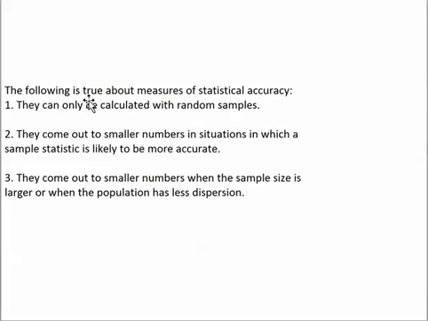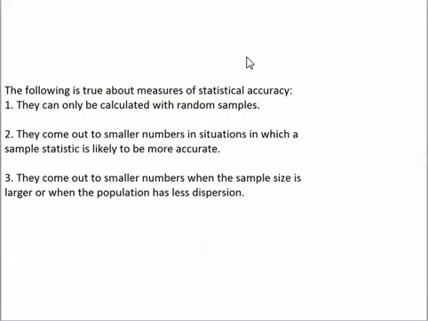So the following is true about measures of statistical accuracy. They can only be calculated with random samples. That's because it's possible to predict the accuracy of a random sample. When a sample is randomly selected, the accuracy of the sample can be predicted based on how big the sample is and how much dispersion exists in the population.